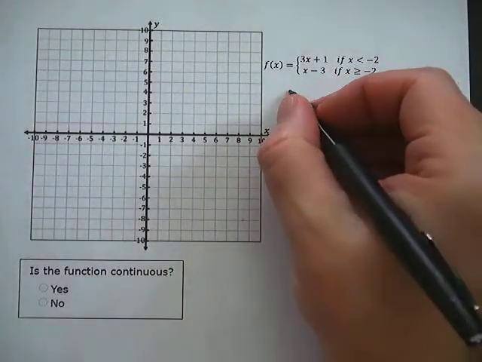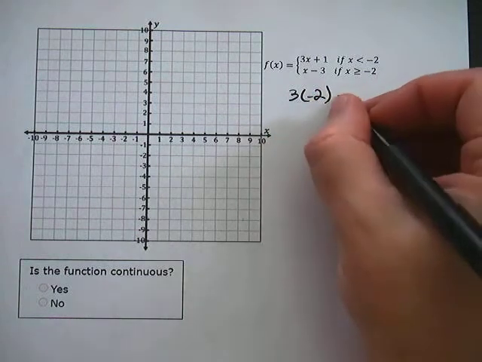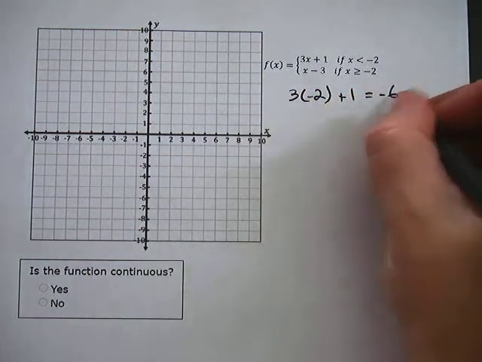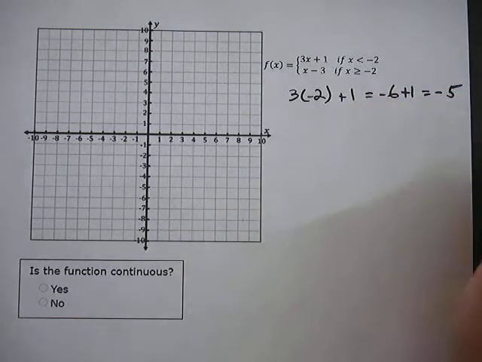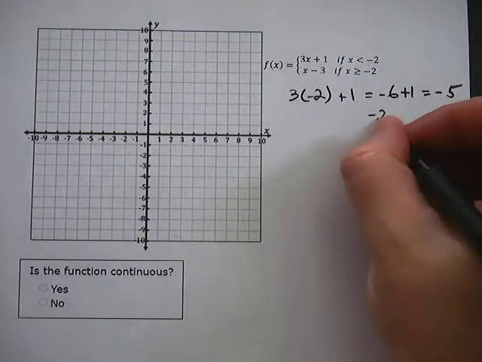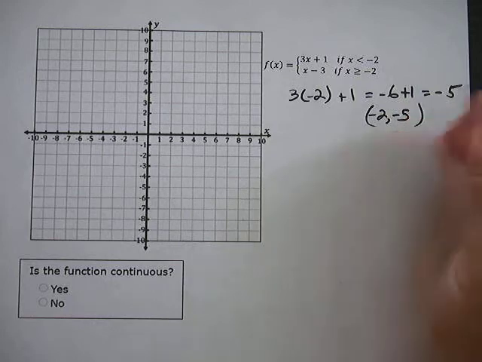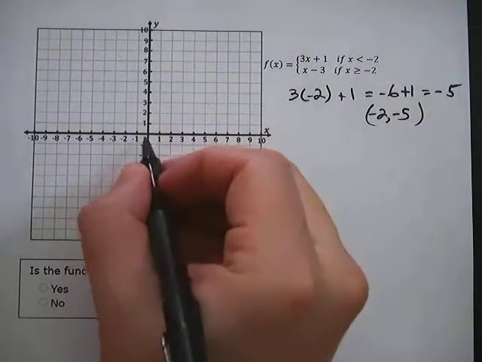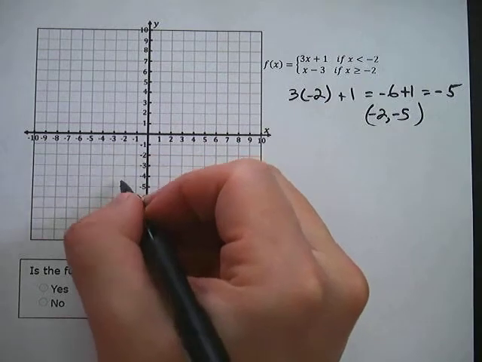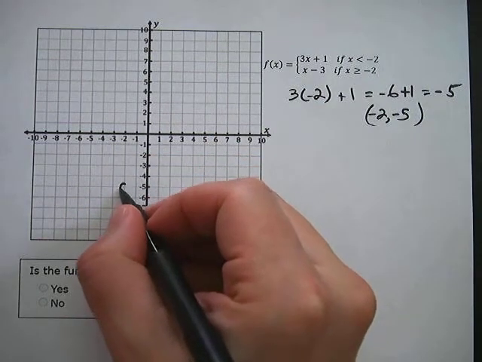So I plug in a negative 2. 3 times negative 2 plus 1. That is negative 6 plus 1, which is negative 5. So I plugged in a negative 2 and I got a negative 5 out. So that's negative 2, negative 5. There's no line underneath this, so I'm going to put an open dot. So I go negative 2 on the x and negative 5 on the y. That is an open dot.